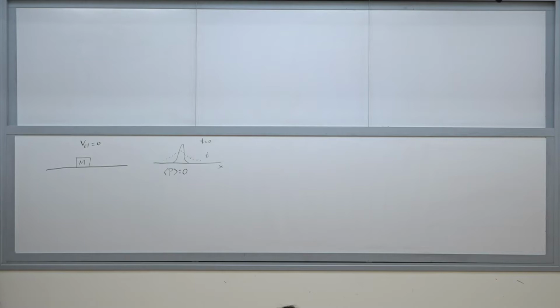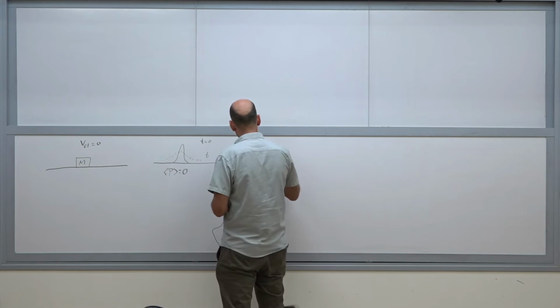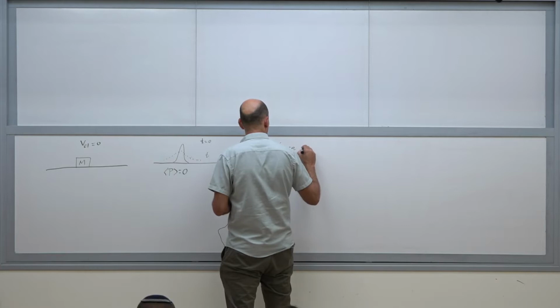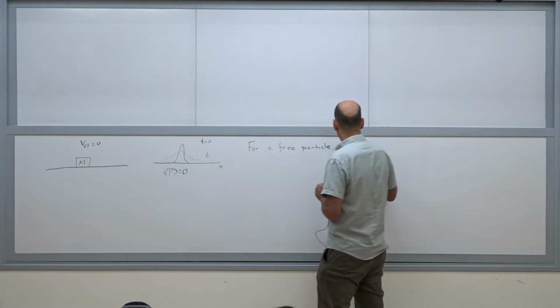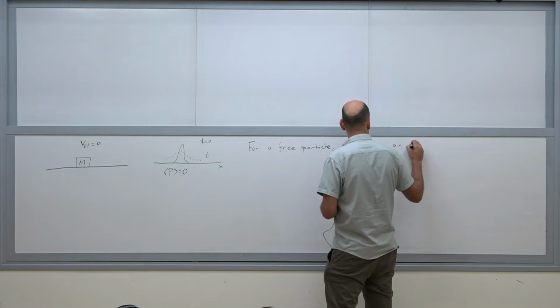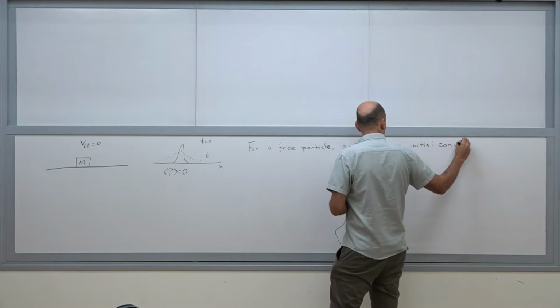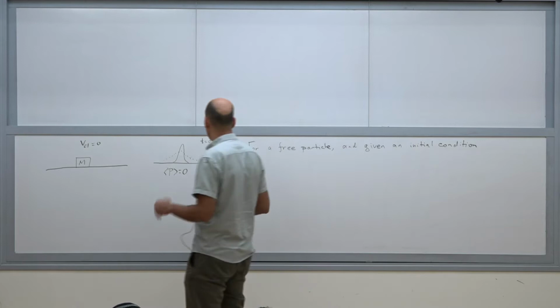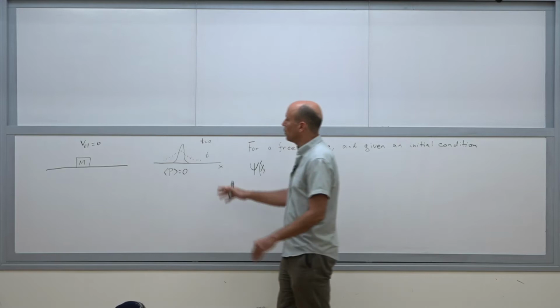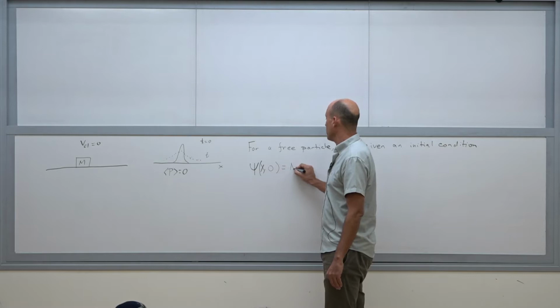So for that, we need an ingredient, and that is I need to specify. The problem I'm solving is for a free particle, and given an initial condition. In quantum mechanics, the initial condition is a function. It's not a position like in classical mechanics. It's a whole function, and that is the wave function at all space, x going from minus infinity to plus infinity. We are going to assume it is of this form.